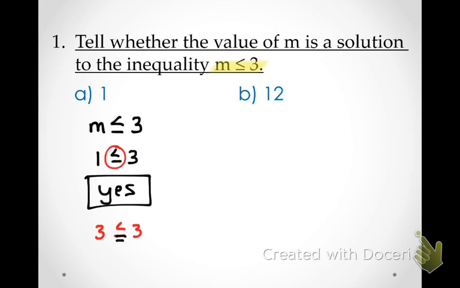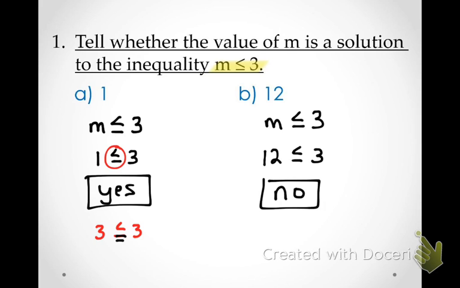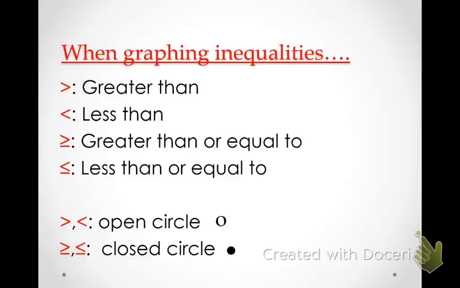Let's go ahead and go over here to problem B. We're going to start with our original inequality, which says m is less than or equal to 3. Stephen, what will I plug in instead? 12 is less than or equal to 3? Which is no. Okay, that's not true. Because 12 is not less than 3, and 12 does not equal 3. So no, that's not a solution to this inequality.